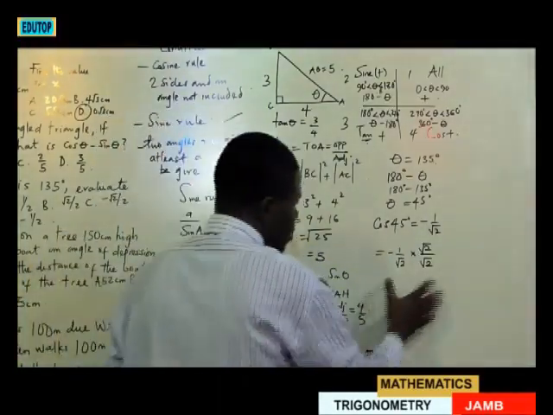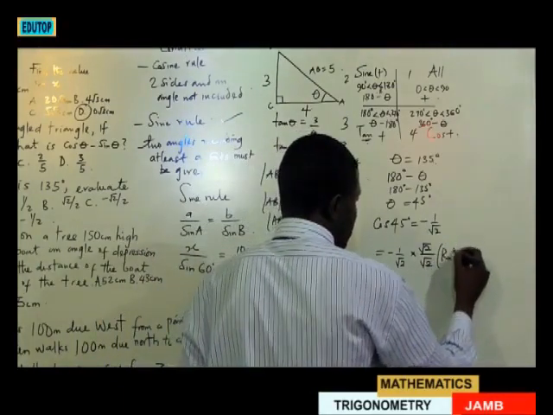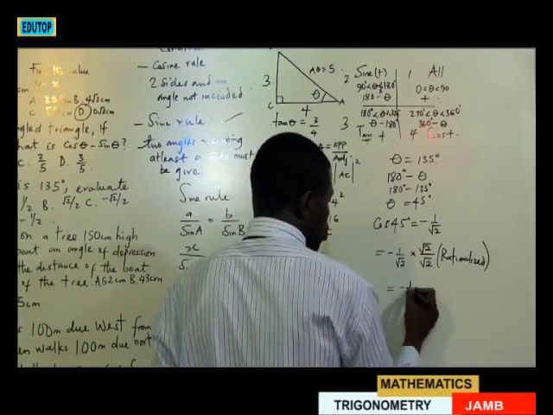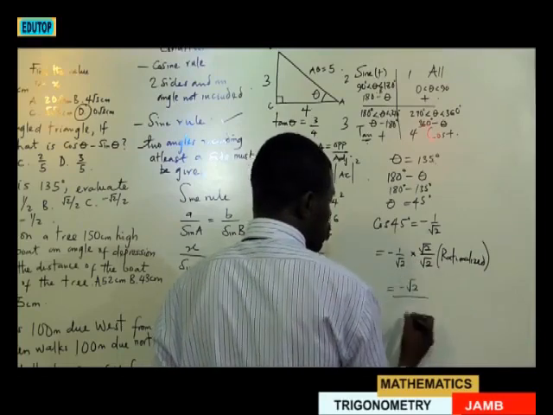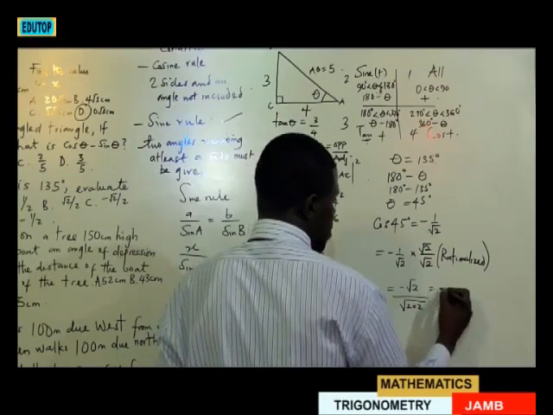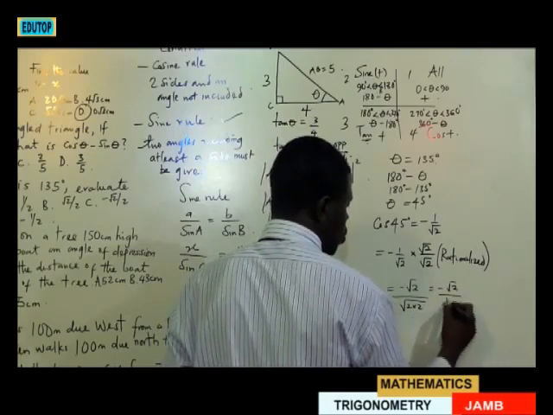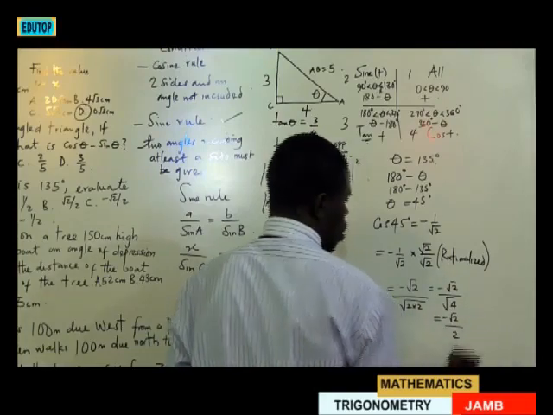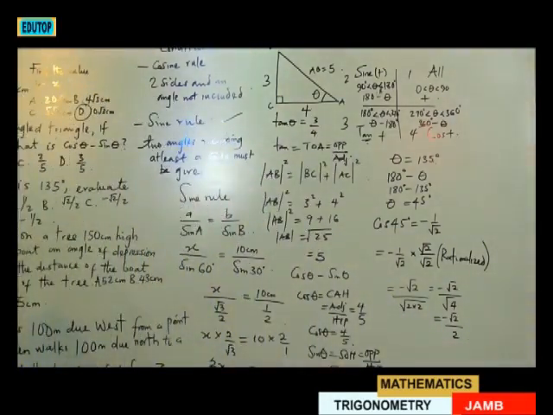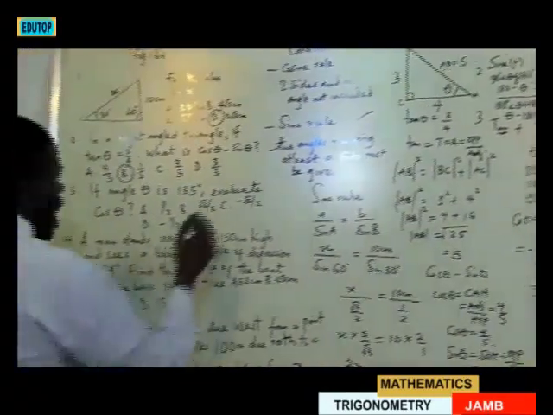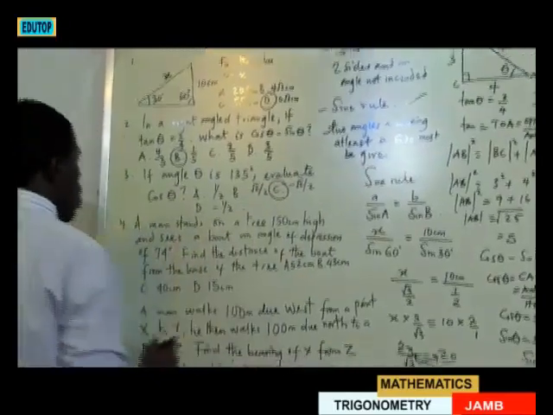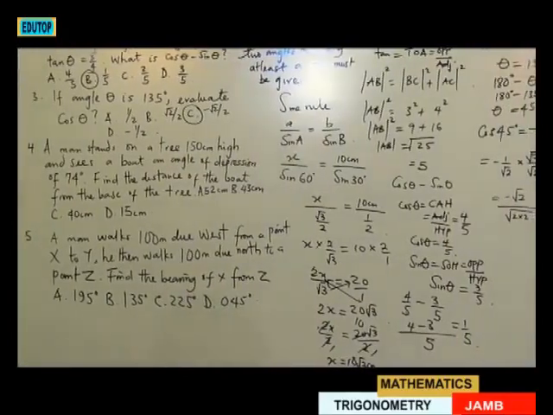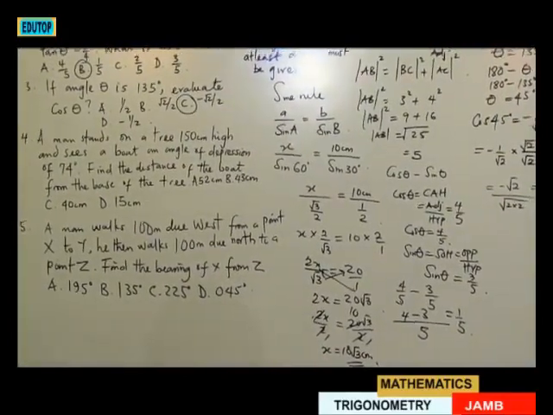So we have rationalized. Here, this times this gives minus root 2 over root 2 times root 2. That will be root 2 times 2, so minus root 2 over root 4. What is root 4? Root 4 is 2. So we have minus root 2 over 2. So our answer will be minus root 2 over 2. Let's go to our options and see the one that matches that. That will be no other option rather than Option C.